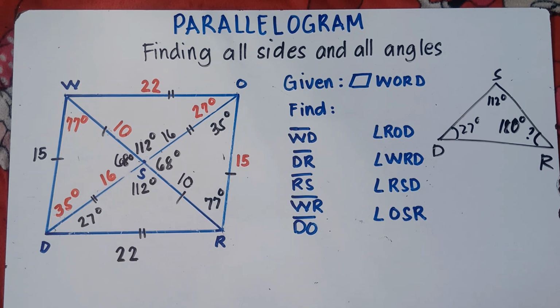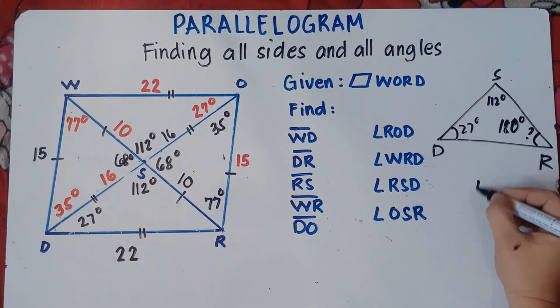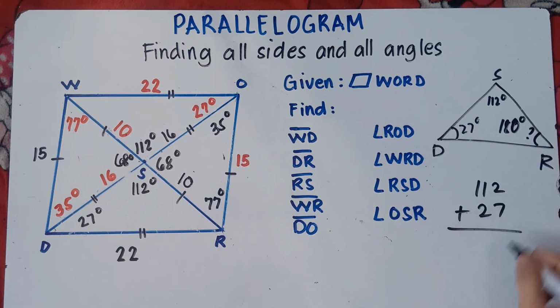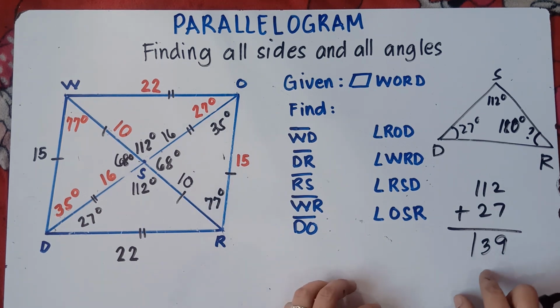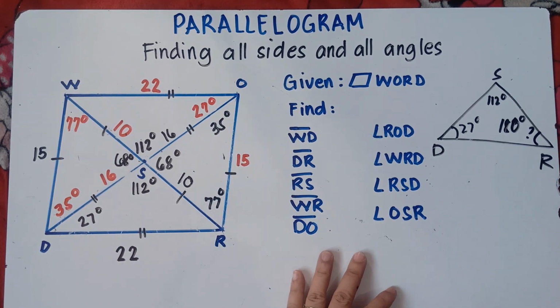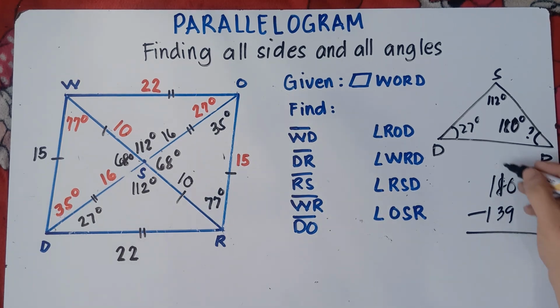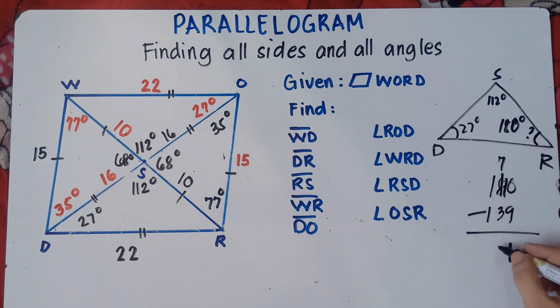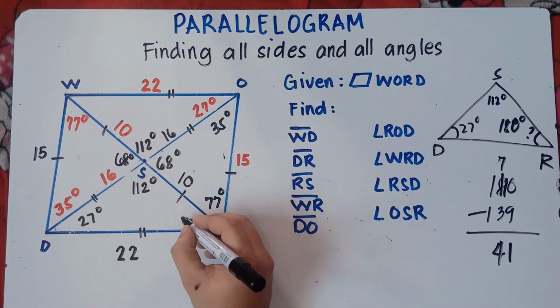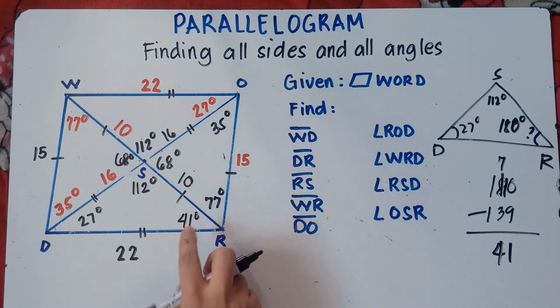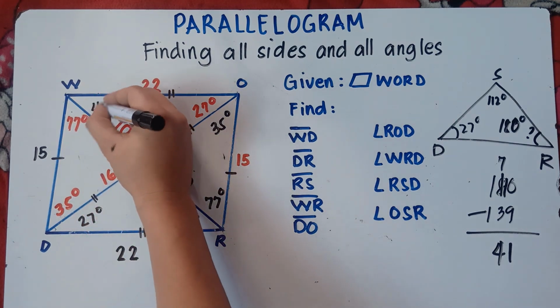So the thing that we will do is add this up. Add 112 plus 27. 2 plus 7 is 9. 1 plus 2 is 3. Bring down 1. So 139, we subtract it from 180. So 180 minus 139. Borrow 1, this becomes 7. This is 10. 10 minus 9 is 1. 7 minus 3 is 4. 41. So this is 41 degrees. Alternate interior angles, this is 41 degrees.